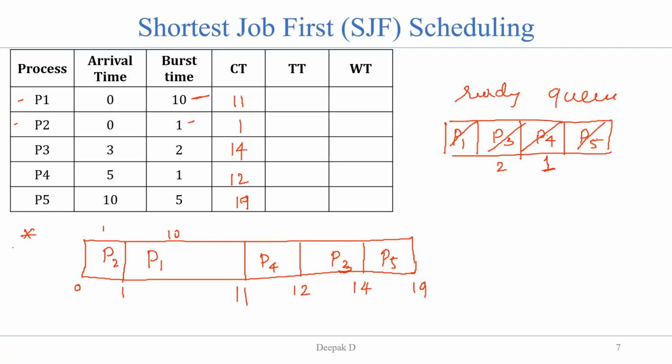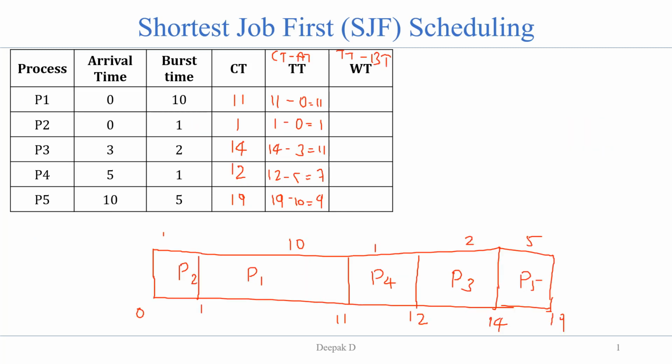Now what is the turnaround time? How do you calculate the turnaround time? Completion time minus arrival time. So 11 minus 0 is 11, 1 minus 0 is 1, 14 minus 3 is 11, 12 minus 5 is 7, and 19 minus 10 is 9.